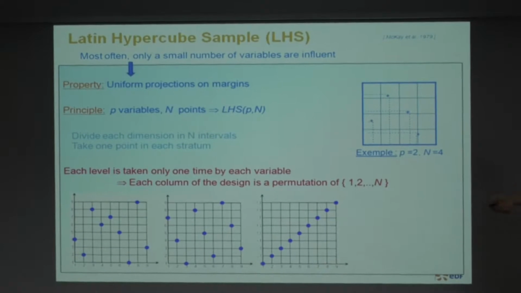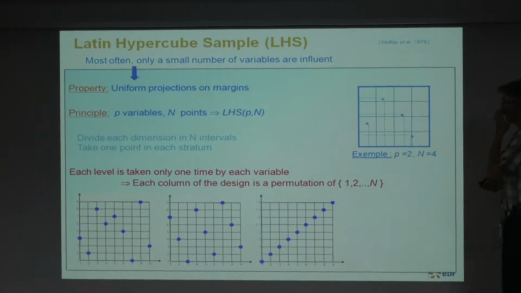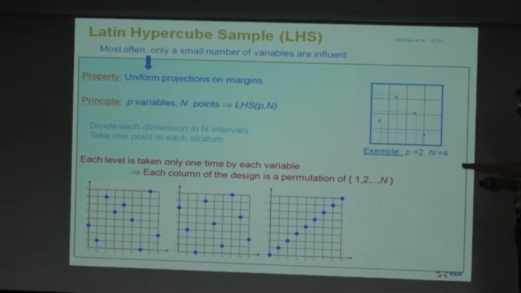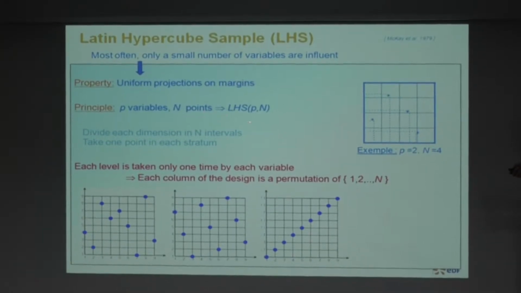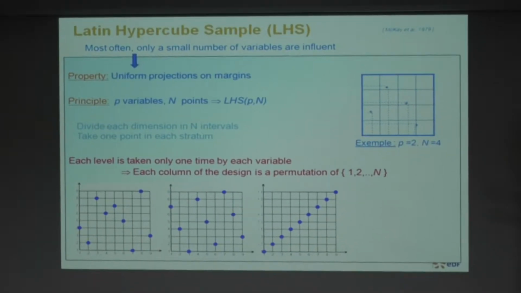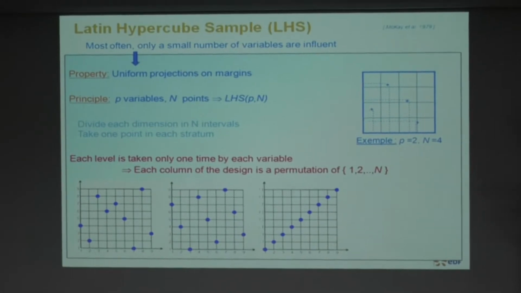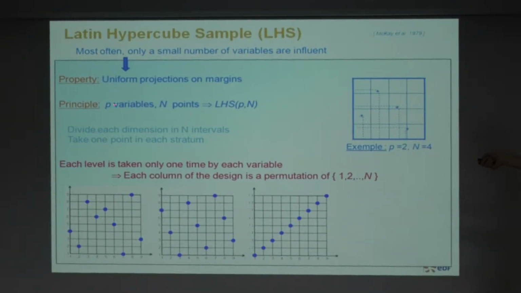Alors, LHS, which is called Latin hypercube sample. I will explain this by hand, and after I will give the algorithm. So the idea is to have a regular distribution of the points on each marginal, on each 1-dimensional subspace. So to do this, uniform projection on margins. So I have P variables, n points, P dimension, n points. To do this, it's very easy.